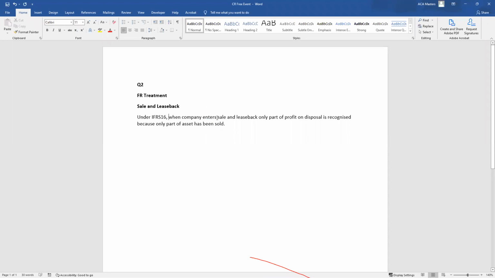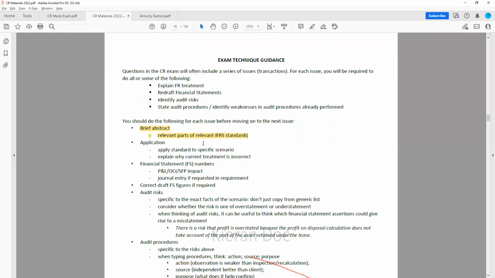We're thinking here specifically about a sale and a leaseback. We're thinking specifically about the profit on disposal, and how that can be recognized. So we said here, when the company enters into that, only part of the profit or loss on disposal can be recognized because only part of the asset has been sold. So you can see that's kind of quite abstract. We haven't really applied that to the scenario just yet.